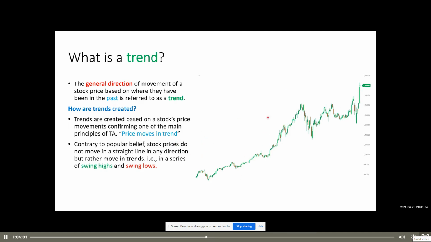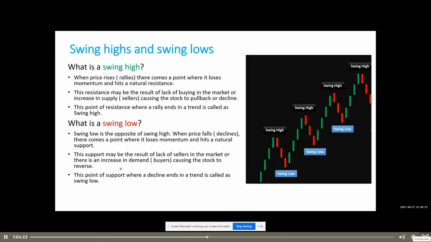Even though you see in this chart that the general direction is up, it goes up, then it pulls back, goes up, then it pulls back. You don't see a constant straight line. There is no linear line. There's always this wave-like structure between every move. It moves in waves. That's how stock prices move, and the technical term is swing high and swing low. That is what we're going to learn now. So what is a swing high and low? This is an important slide.